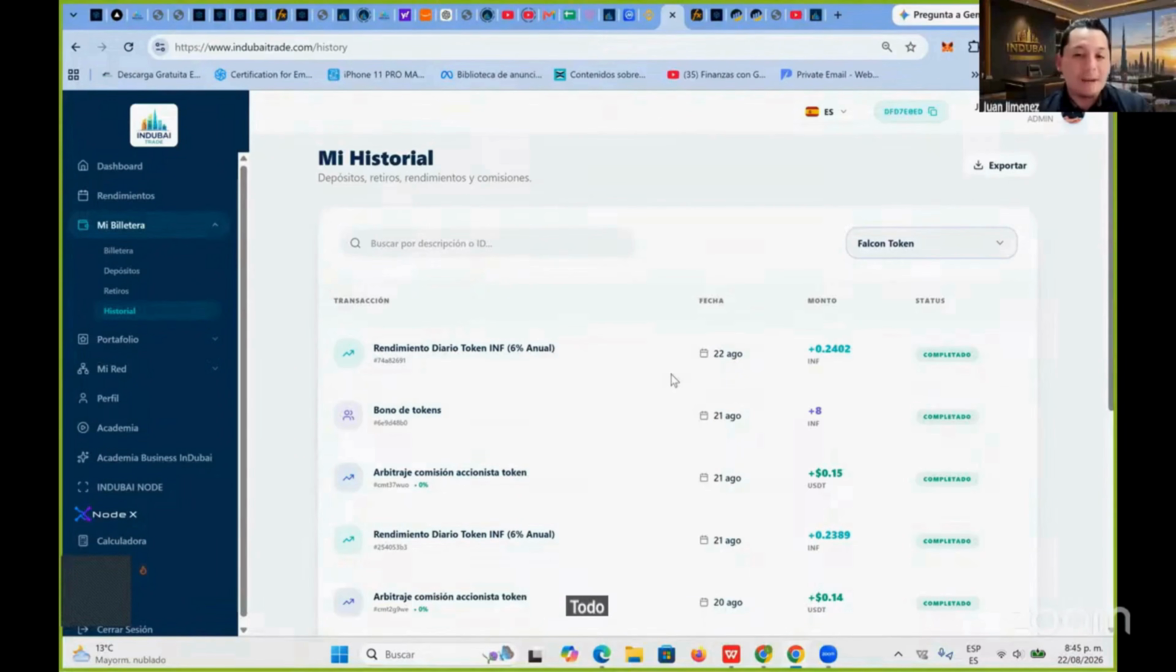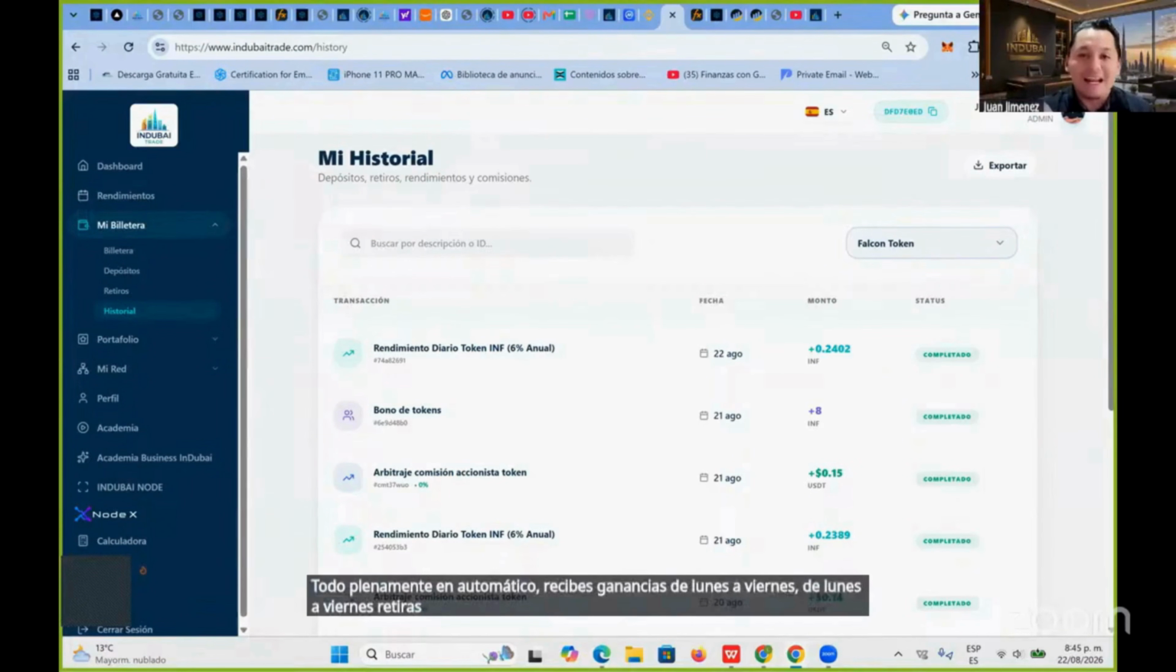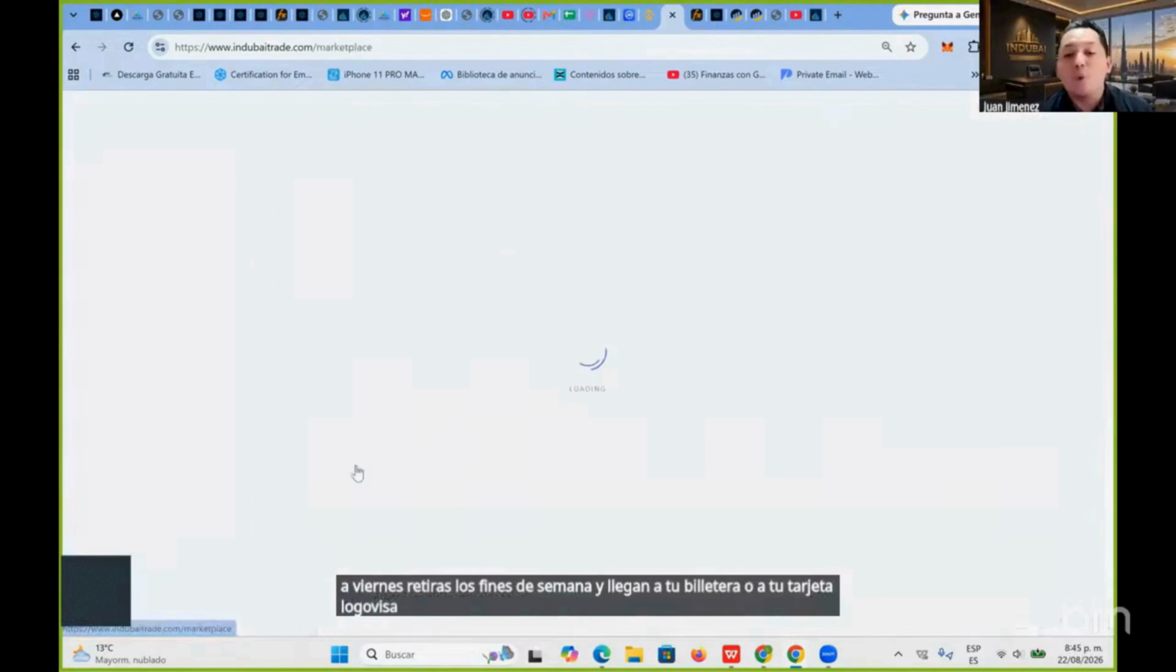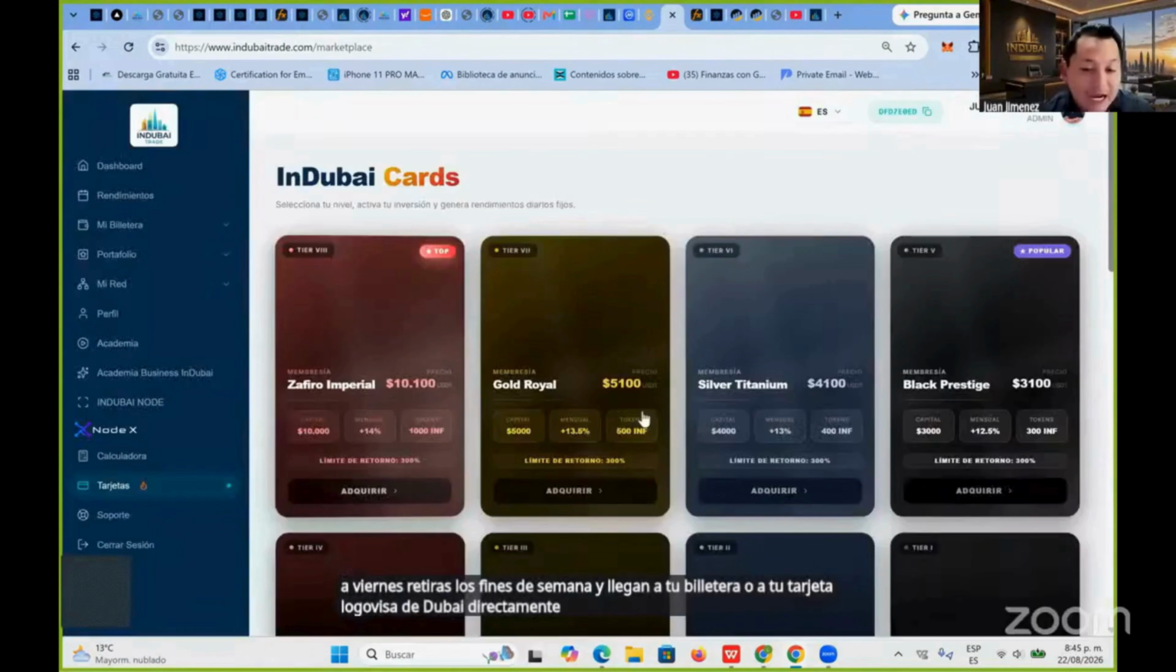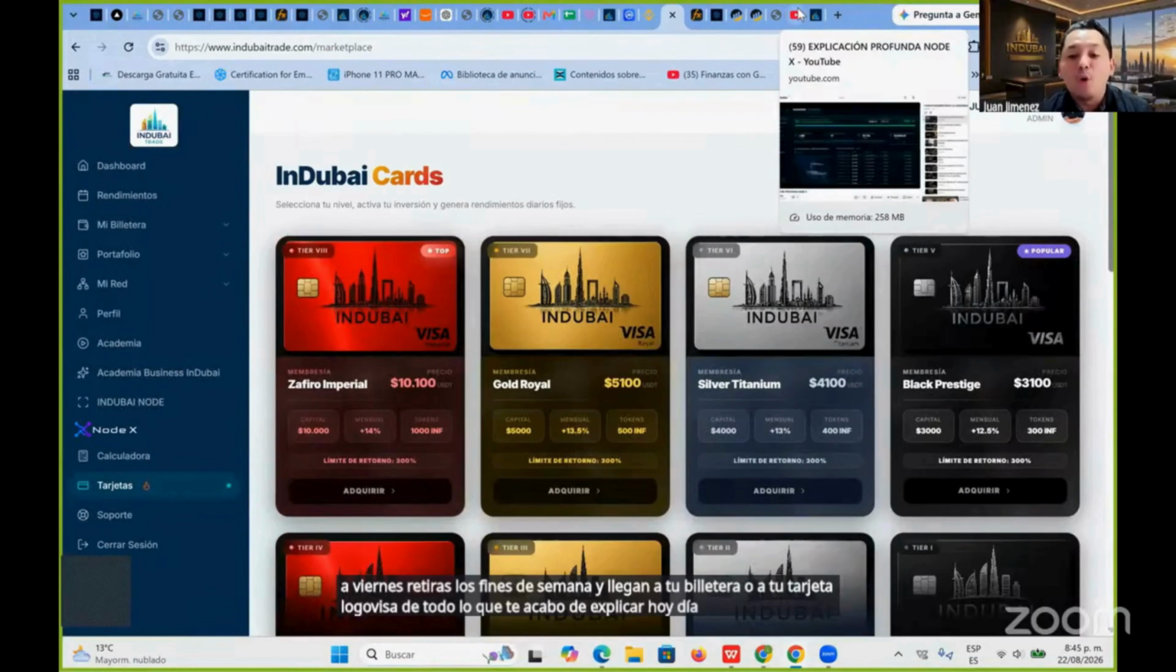Everything fully automatic. You receive earnings from Monday to Friday, and you withdraw on the weekends and they arrive directly to your wallet or to your Indubai Visa logo card. Everything I have just explained to you today is not a hypothetical.